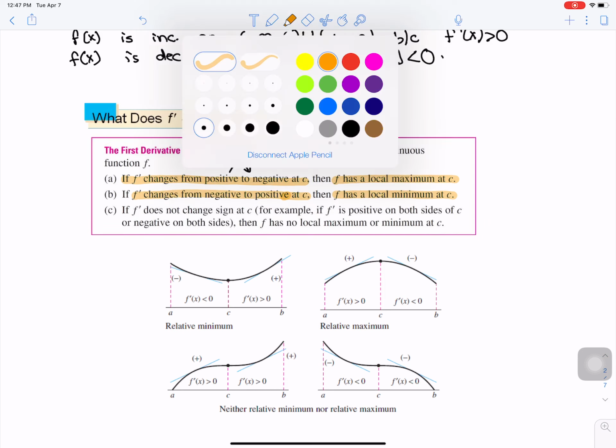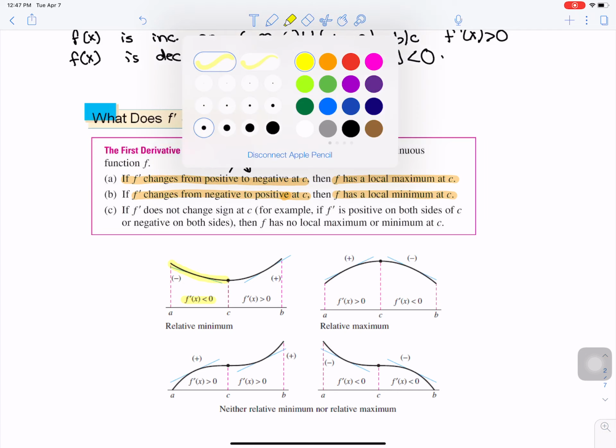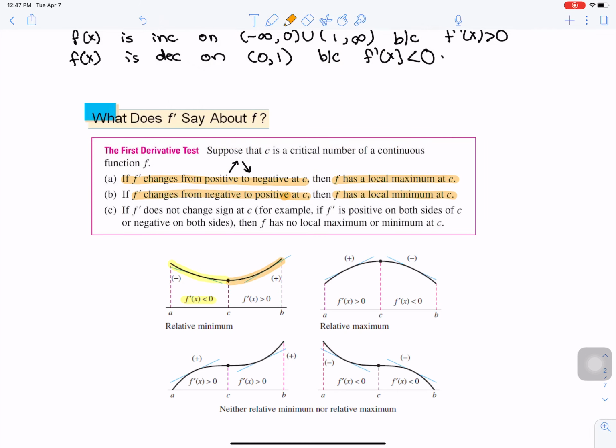So you can look at these diagrams here. If my derivative is less than 0 on this half of the graph, and then all of a sudden it switches to being positive on this half of the graph, my derivative's gone from negative to positive. So we say that there is a local minimum or a relative minimum. You can use the word local or relative. You can see here that the sign changes from positive to negative. So there's a local maximum or a relative maximum.